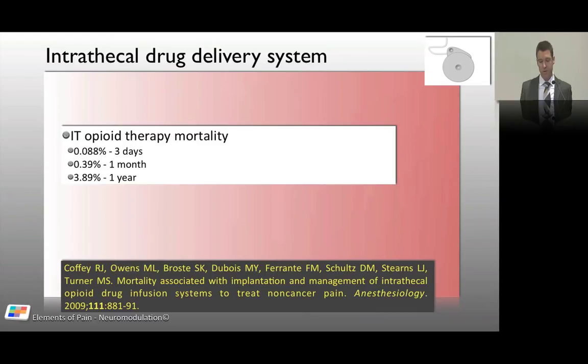And the mortality, they couldn't define a cause for the mortality, and it might be due to the system implantation itself and the initiation of opioid therapy. Respiratory depression or respiratory arrest was associated with all the 9 deaths. And those are the numbers. They found that at 3 days the mortality was 0.088%, at 1 month 0.39 or 0.4%, and at a year the mortality was almost 4%.